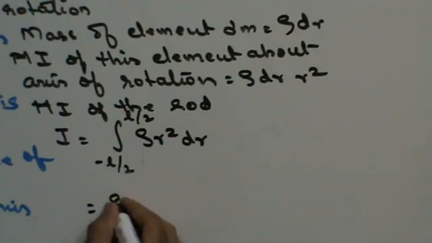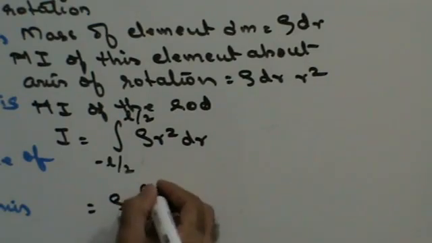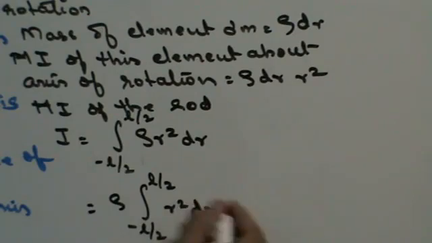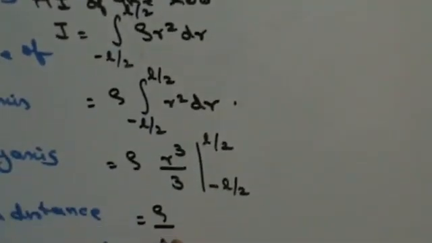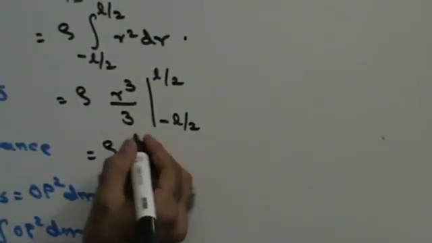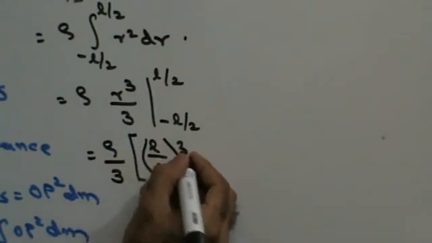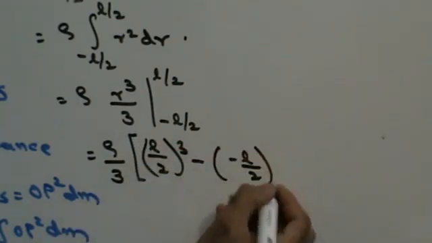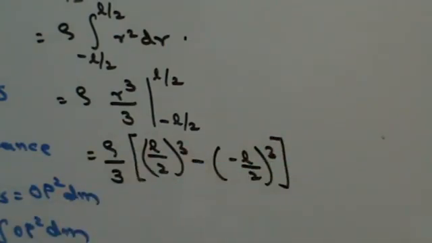So this is going to be sigma comes out, integral from minus L by 2 to L by 2 of r square dr. Integral of r square is nothing but r cube by 3. So sigma r cube by 3 when the limits are between minus L by 2 to L by 2, right? How do I solve this? This is rho by 3, upper limit minus lower limit. So this is going to be L by 2 the whole cube minus minus L by 2 the whole cube. Upper limit minus lower limit.